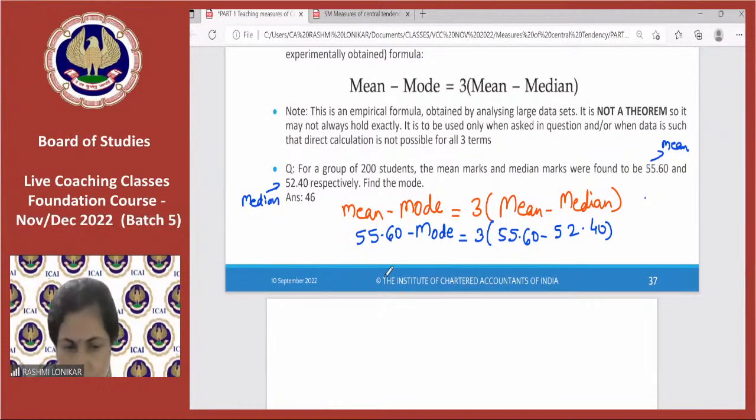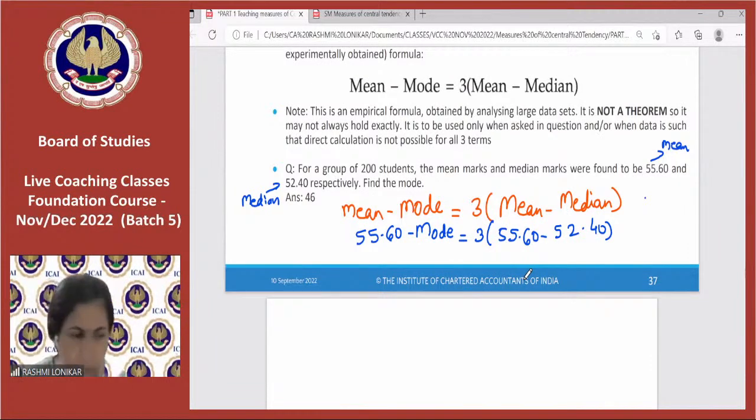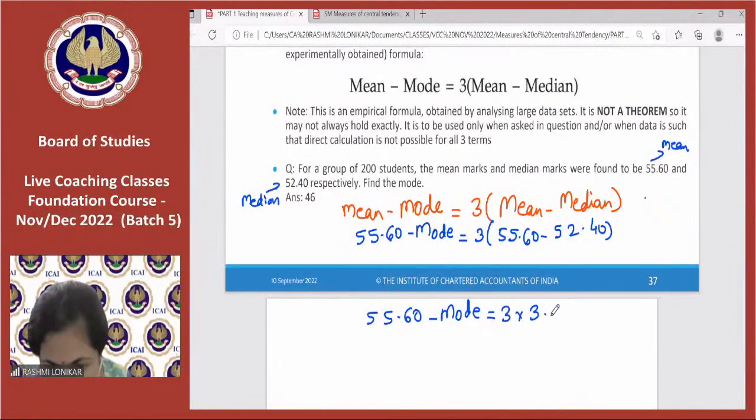So how much will this be? 55.6. So I have 55.6. We solve the right hand side first. 55.6 minus 52.4 is 3.2. So 55.6 minus mode is equal to 3 into 3.20.